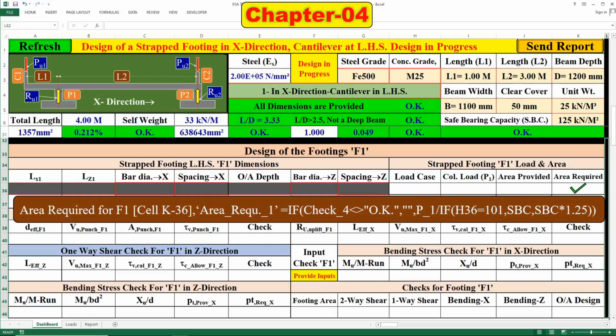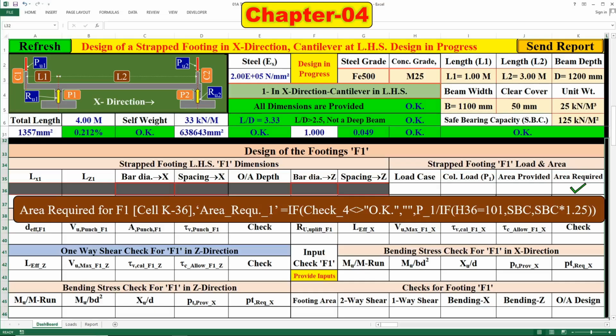Our next formula is the formula for the area required for footing F1 in cell K36. The defined name of the cell is area_req_1. First, Excel will check check_4. If it is not OK, the cell will remain blank. Otherwise, it will calculate the required area by dividing the working load by the SBC using a coefficient. Here, SBC is the safe bearing capacity of the soil. If the value of load_case_C1 remains 101, this coefficient will be 1.